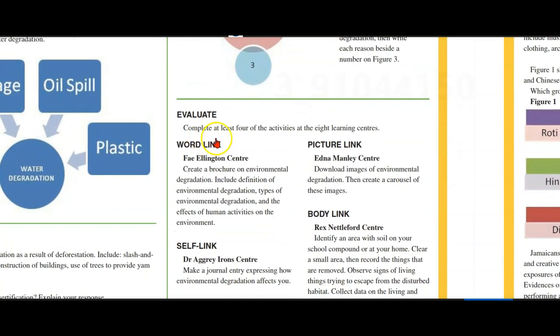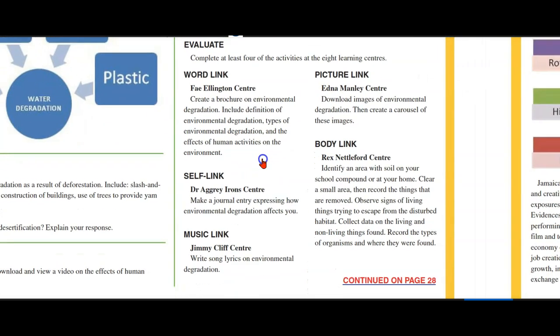Evaluate. Now it says complete at least 4 of the activities at the 8 learning centers. Word link. Create a brochure on environmental degradation. Include the definition of environmental degradation, types of environmental degradation, and the effects of human activities on the environment.